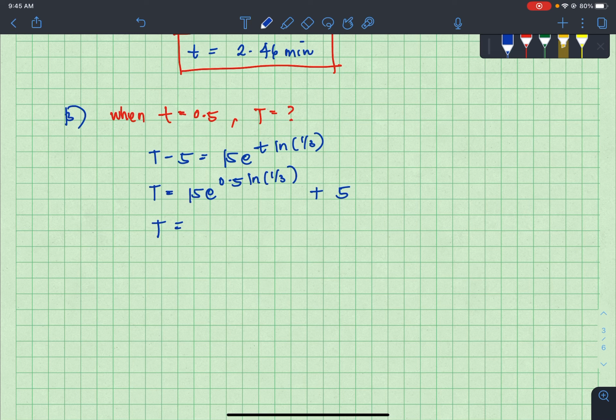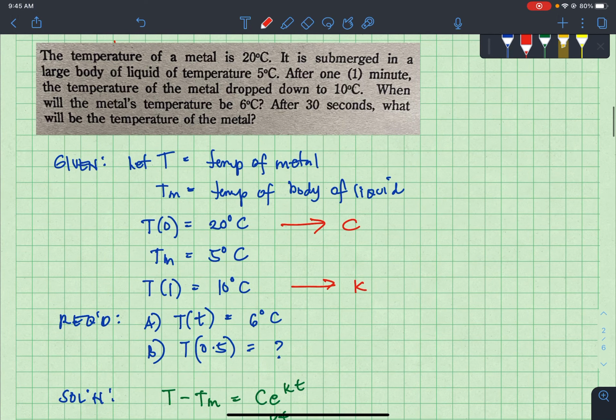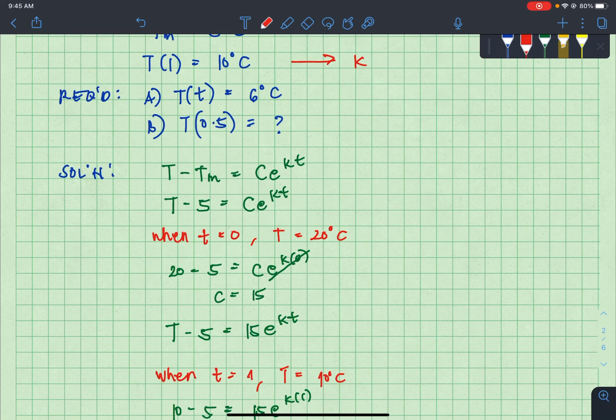My answer is 13.66 degrees Celsius. Again, this is in between 10 and 20 degrees Celsius. Okay, so that's how to use Newton's law of cooling. It's exactly the same as that of growth and decay. The only difference is the introduction of the temperature of the environment. But on how to do it, the process is the same.